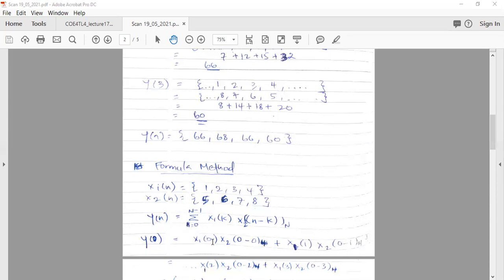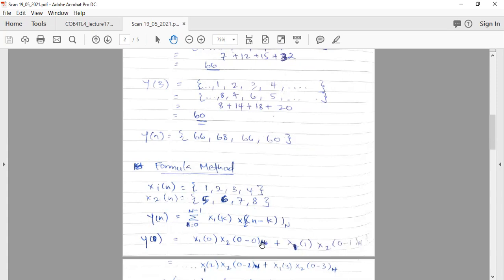So x1 of 0, x2 of your n value, which is 0. This part is a k, where I'm highlighting. Sorry, it's not clear. So x1 of 0, x2 of 0, and the k value is 0. Next, sum it, add. Now the k value changes to 1. So x1 of 1 times x2 of 0 minus 1.